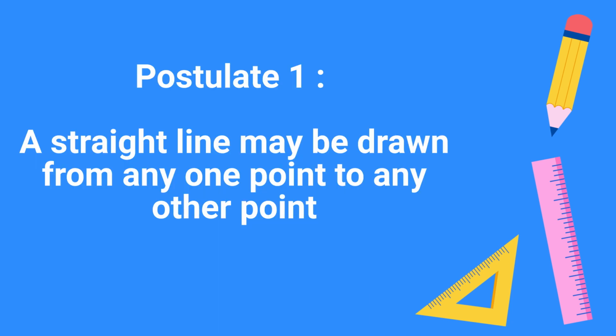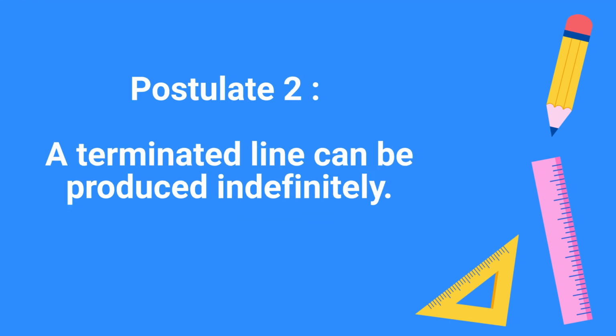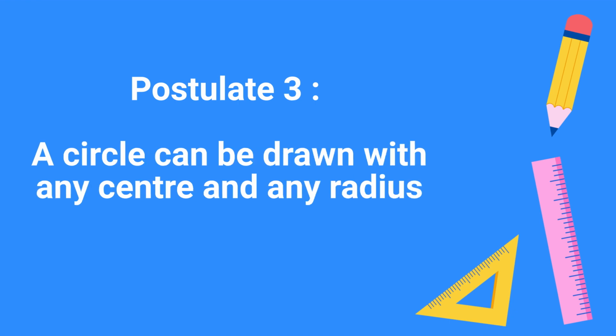A straight line may be drawn from any point to any other point, right? It could be drawn from any point to any other point. Quite common. Next, we have postulate number 2. A terminated line can be produced indefinitely. You can produce it indefinitely, right? If you stop making the line, you can produce it indefinitely till the end of the sheet.